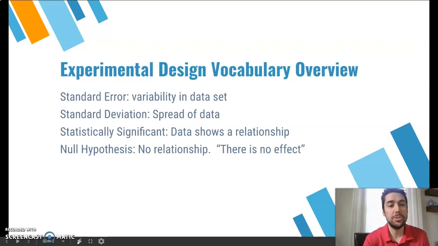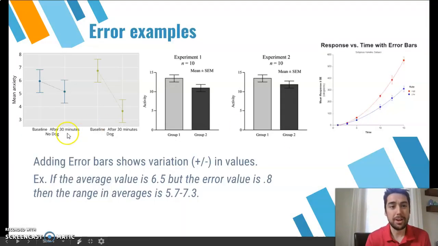And then we'll also use this term statistically significant, and that's how we start to say that data is showing a relationship. And then the null hypothesis, or the no hypothesis. There's no relationship, there is no effect. So if they ever ask you to write a null hypothesis, you literally would just say the blank has no effect on blank. That's literally what a null hypothesis is. All right. Now we got that out of the way.